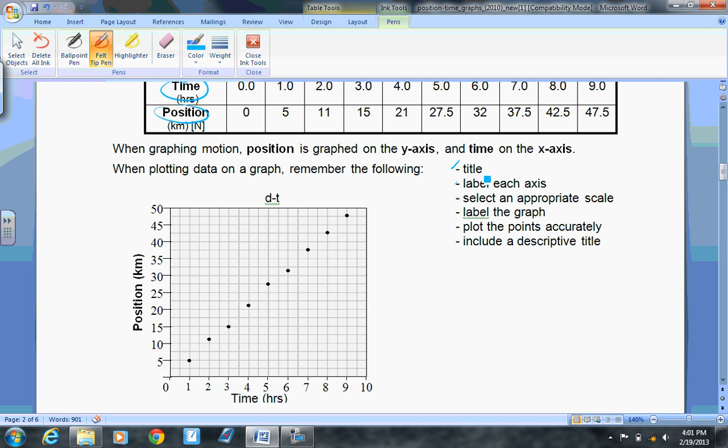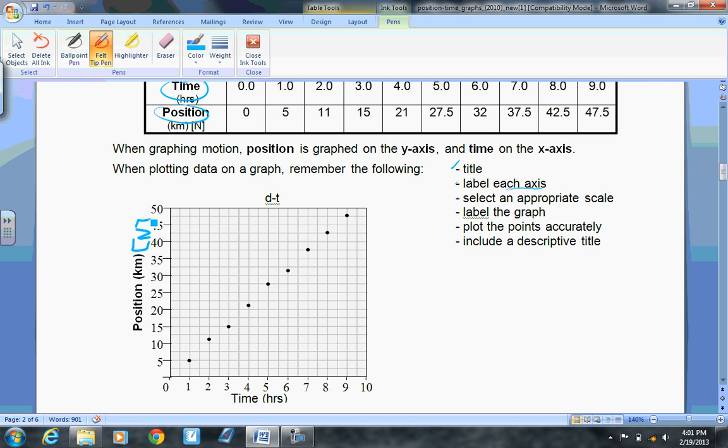So we're going to look at each axis and what it represents. When we do position time graphs, we always have time as the x-axis. So in this case, time is in hours, just like it is in the table. We also have the position on the y-axis. In the position, we have it there. We have the unit in brackets, and we should also have the positive direction. So in this case, the positive direction is going to be north. So we'll just have north over there. We forgot to include that.